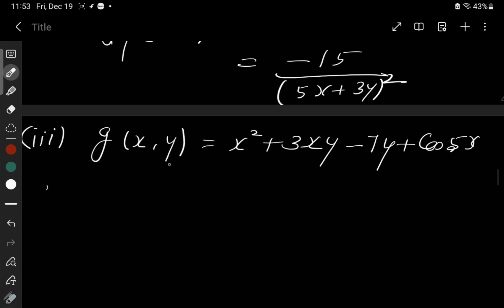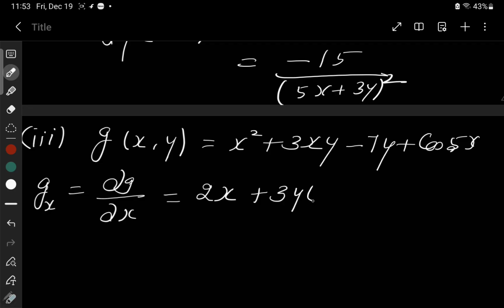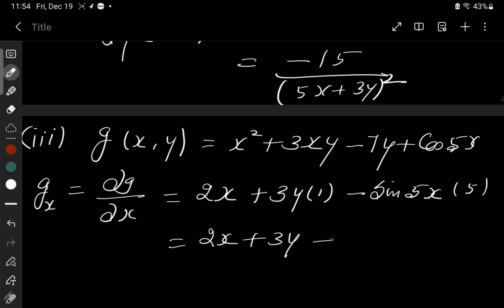The next subdivision, g of x comma y is x square plus 3xy minus 7y plus cos 5x. Gx, dou g by dou x. If you differentiate x squared, you will get 2x, plus 3 constant, y constant, with respect to x 1. 7y constant, 0. Cos 5x: if you differentiate cos, you will get minus sin 5x. Then x coefficient 5 here. So the terms are 2x plus 3y minus 5 sin 5x.